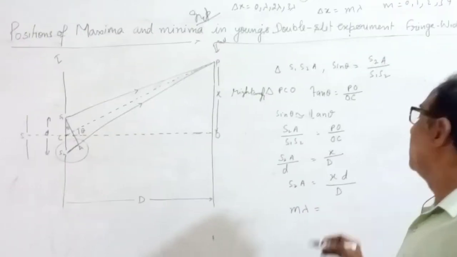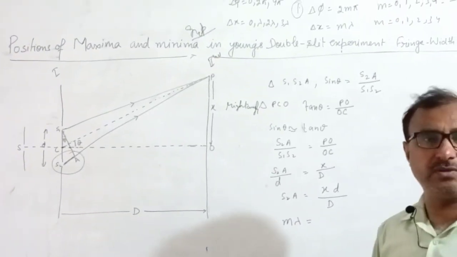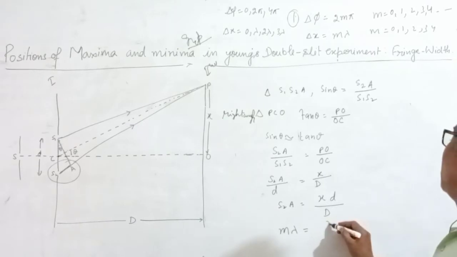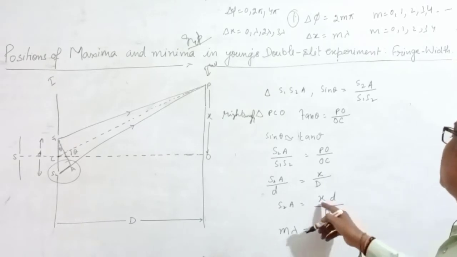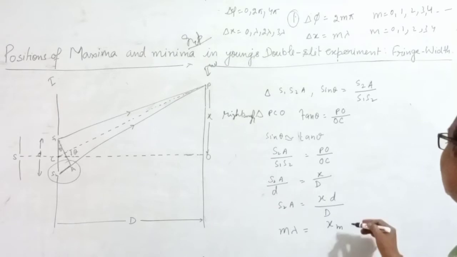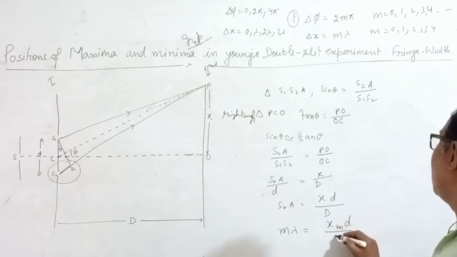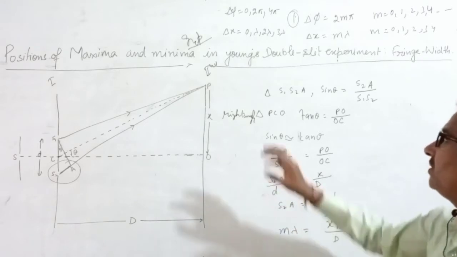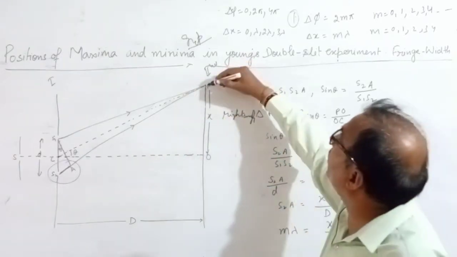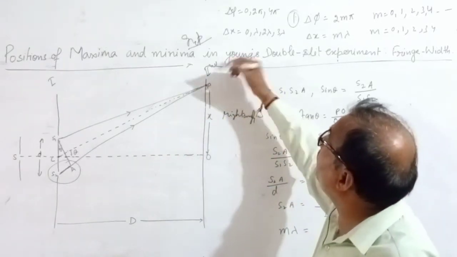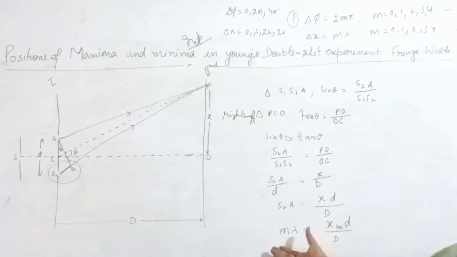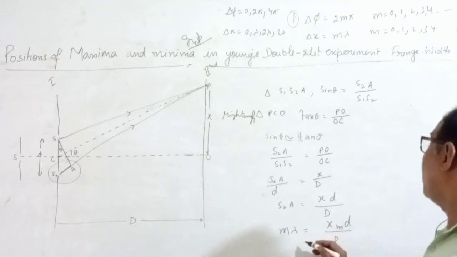This is your path difference. Path difference is m lambda for constructive interference. So here in place of x I am writing xm d upon capital D. Again I am repeating, for constructive interference, meaning bright fringe, you are going to get a bright fringe here at point P. For bright fringe the path difference should be m lambda. So m lambda equals xm d upon capital D.